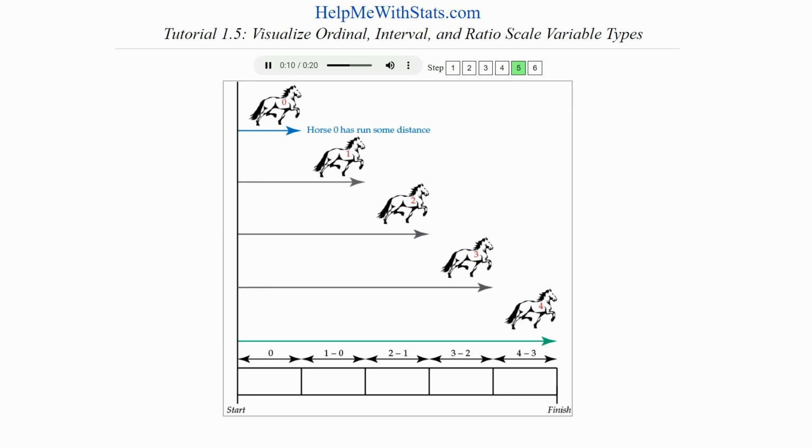When a 0 value does not represent 0 of the thing being measured, then we say that the variable does not have a true 0. This indicates an interval scale variable.